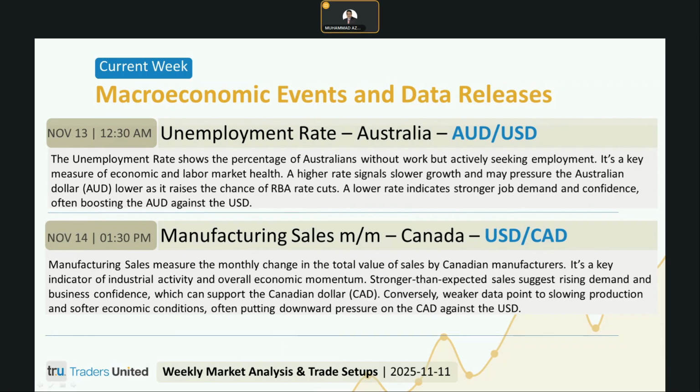Early forex market reactions can be sharp, especially if the data surprises. Forex traders should watch both the headline figure and any details or sectoral performance for clues on the Canadian economic trajectory. Canada's manufacturing sales is a crucial indicator of economic momentum. Even a small surprise can influence the US dollar versus Canadian dollar, making this one of the key events for Canadian dollar traders this week.